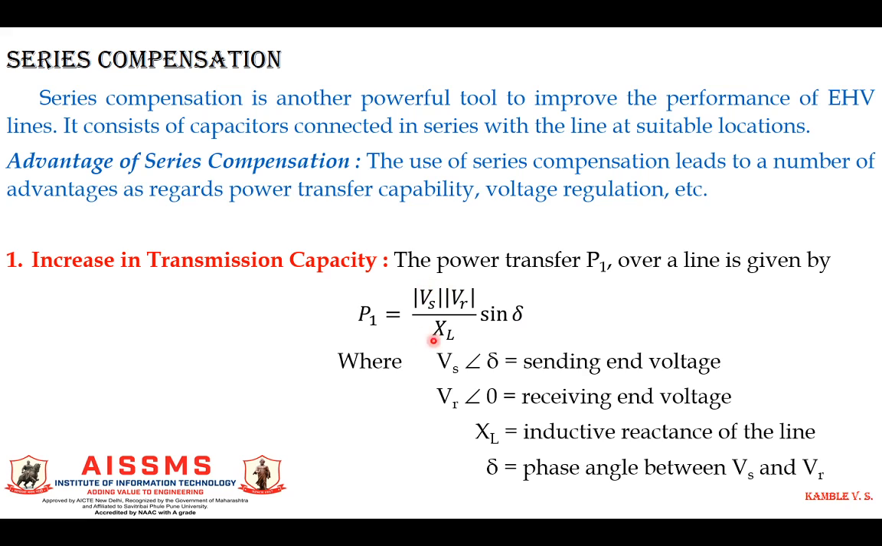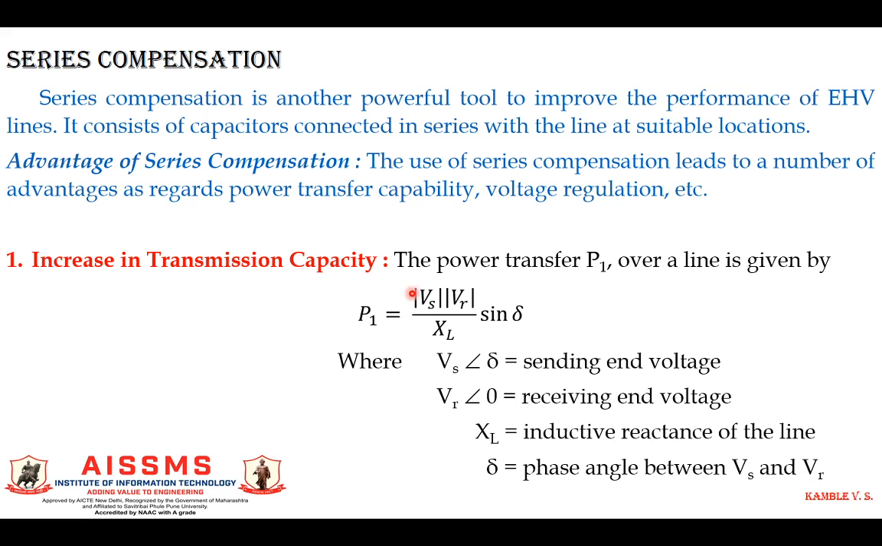What is Vs? Vs is the sending end voltage. So Vs at an angle delta is the sending end voltage. Here we are taking only the magnitude of voltage, that is mod Vs. Vr is the receiving end voltage. So Vr, the reference voltage is always in power system. The reference voltage at the receiving end is always considered as 0 degree. So Vr at an angle 0. XL is the inductive reactance of the line, and delta is the phase angle between Vs and Vr.